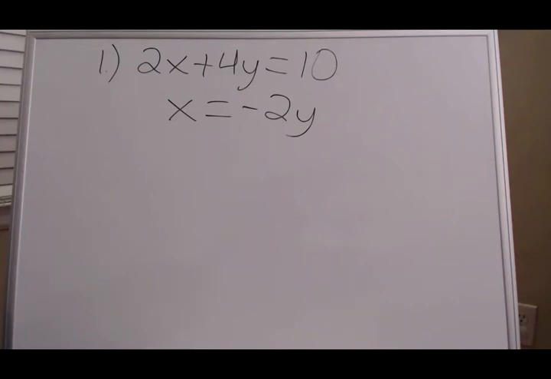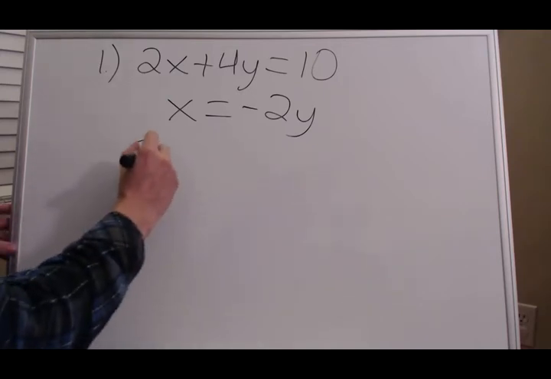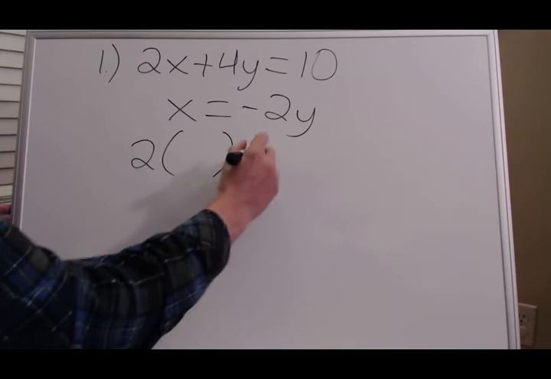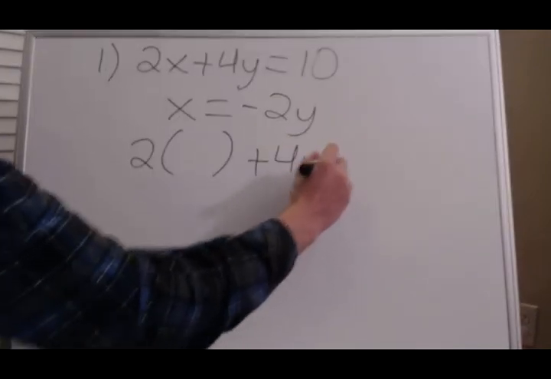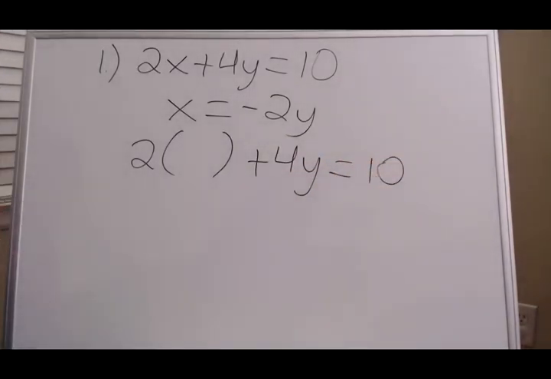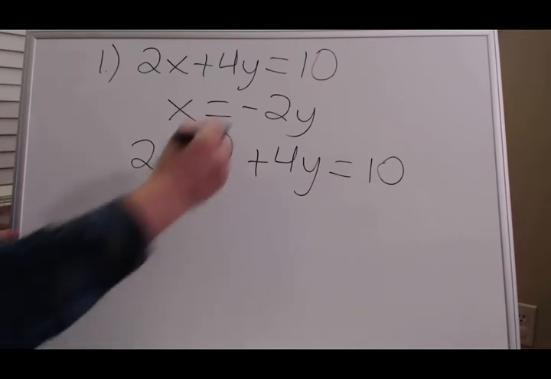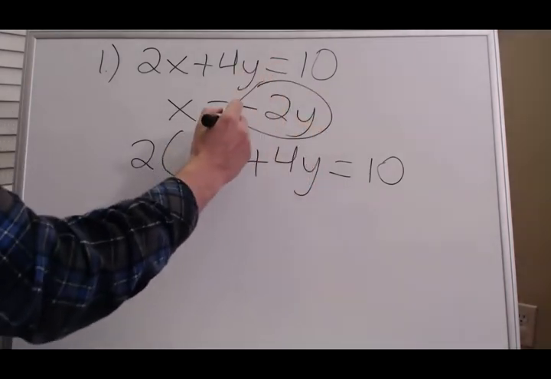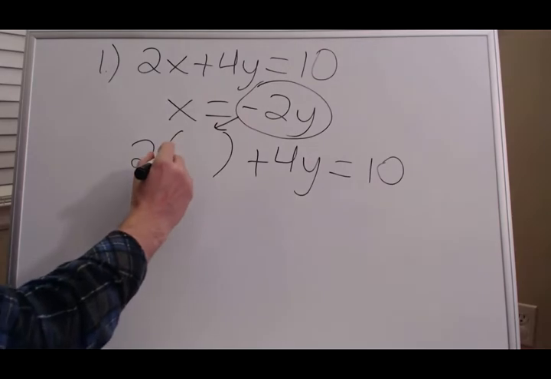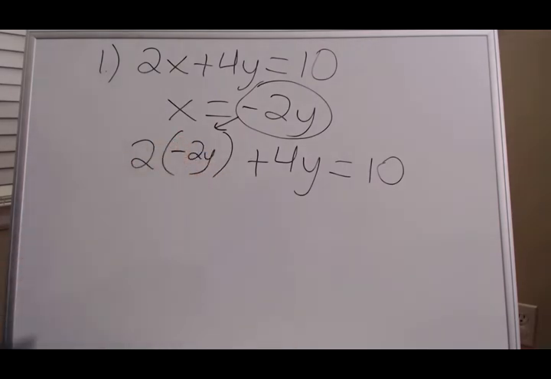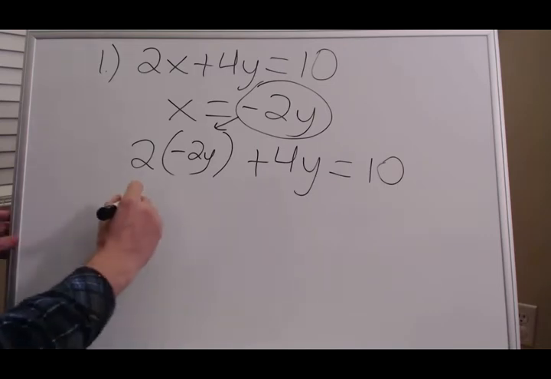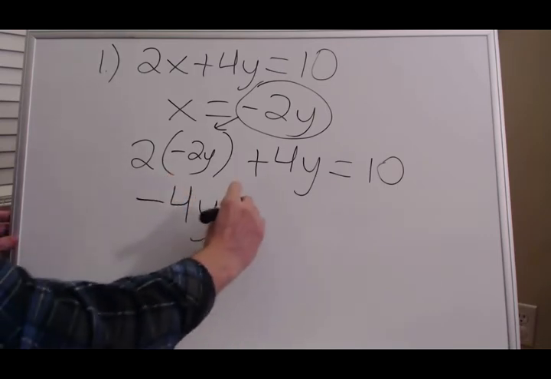For number 1, the second equation is already solved for x, so we can rewrite the first one. And the only change is we're going to replace x with what it's equal to. This negative 2y from the other equation is substituted in here. So instead of 2 times x, we have 2 times negative 2y, which gives us negative 4y.